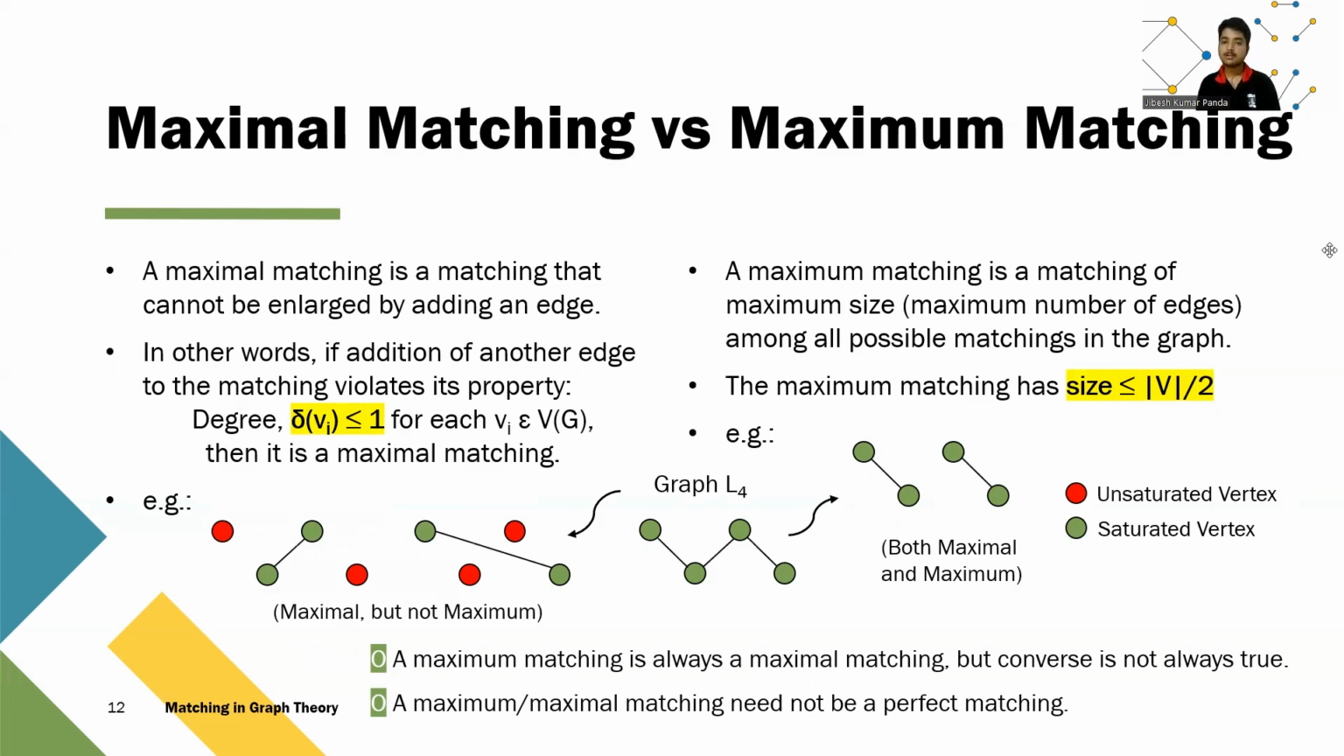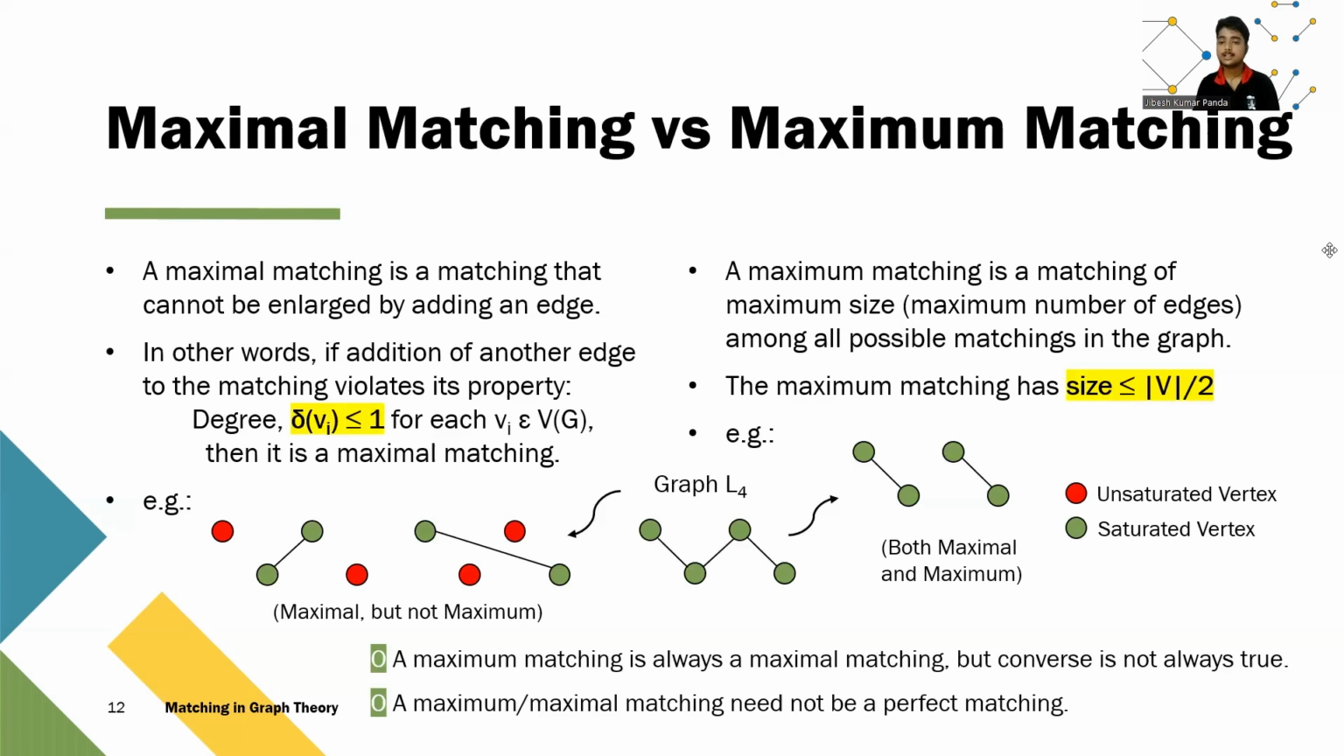So in contrast to maximal matching, the maximum matching is the matching with maximum size. Out of all possible matchings in a graph, a graph can have a matching with size 0 if we leave all the vertices unsaturated, and so on. So the maximum matching is the matching with the maximum number of edges.